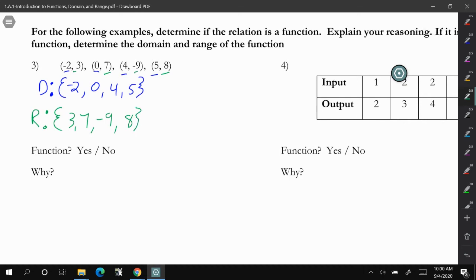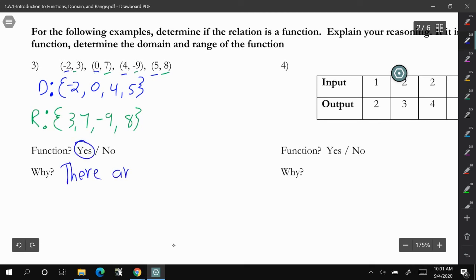Now, what I look for when I'm doing this is, are any x values repeated? And in this case, no x values are repeated. So is it a function? Yes. There are no repeated x values.